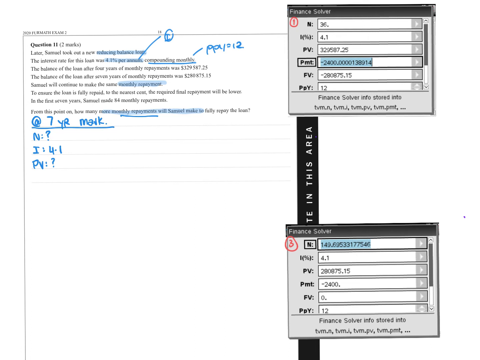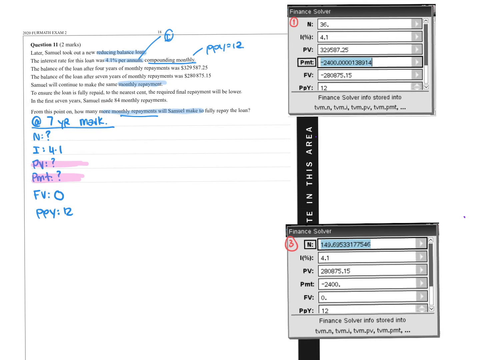And the payments, I also don't know. And also if you look at the final value, at the 7-year mark, we want to zero it off, so I know that's 0, and PPY is 12. Because I have a couple of things missing here, I'm going to have to go find them.